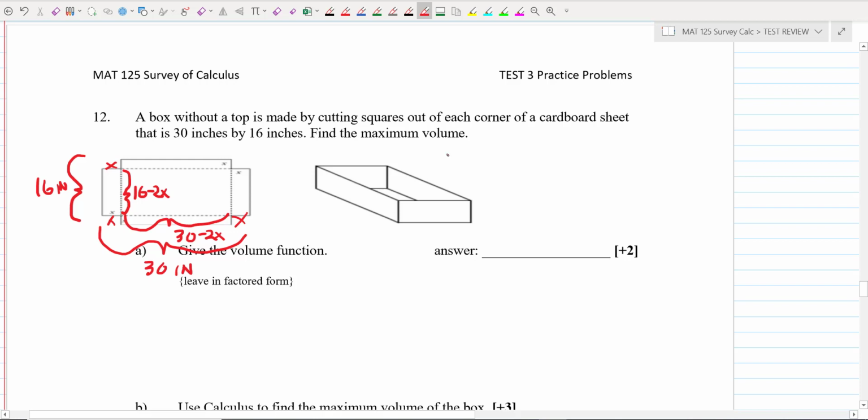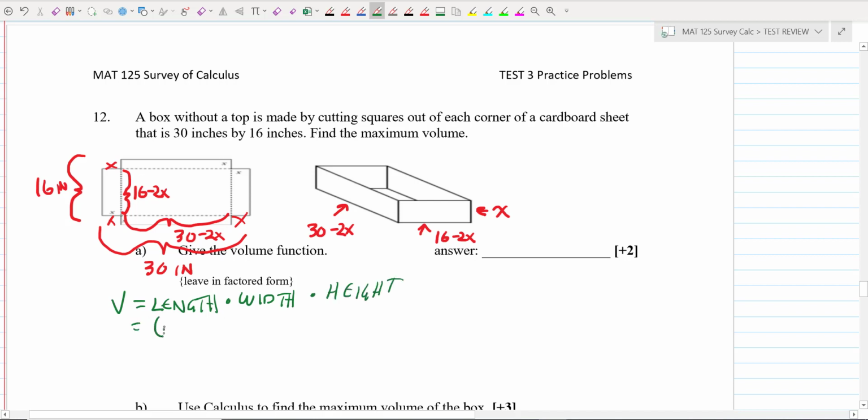All right, so I'm going to just put these dimensions here. So the length of this is 30 minus 2x. The width of this is 16 minus 2x. And the height of this is x. You need to have 3 dimensions to get the volume of your cardboard box. Now we're going to make the volume function. We know the volume of this box is the length multiplied by the width, multiplied by the height. So we'll just do that. The length is 30 minus 2x, and then 16 minus 2x multiplied by x.